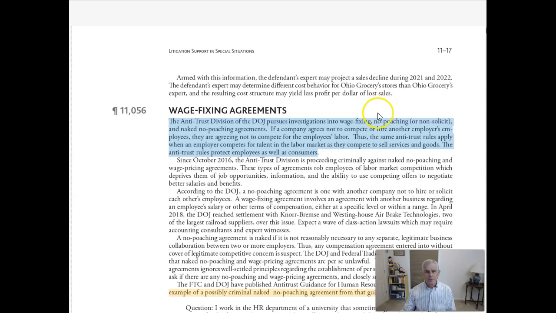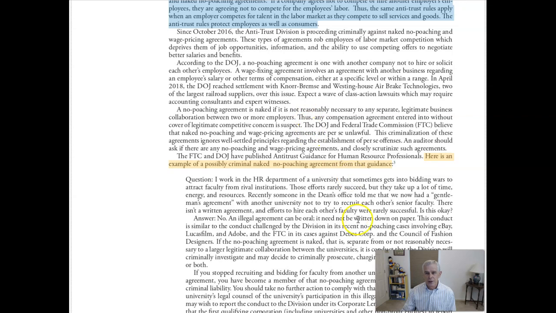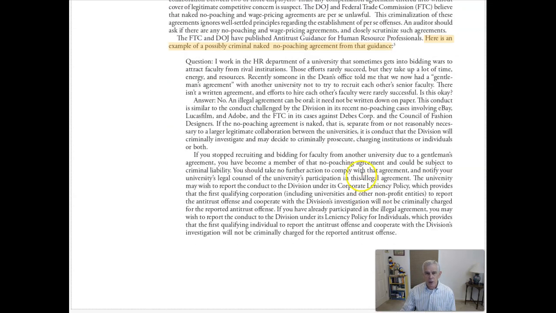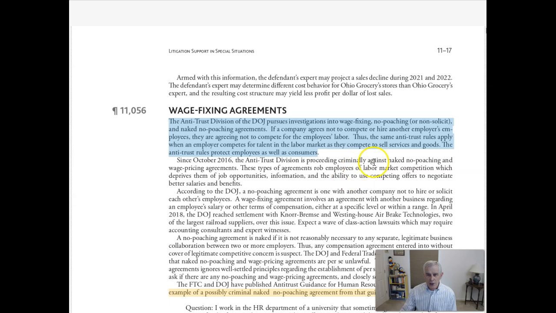It's very good. Now here, wage fixing agreements, those are part of the antitrust laws, and this is to help employees. So I want you to read through this. Even the FTC and DOJ have published antitrust guidance for human resource professionals, and it talks about these wage fixing agreements.